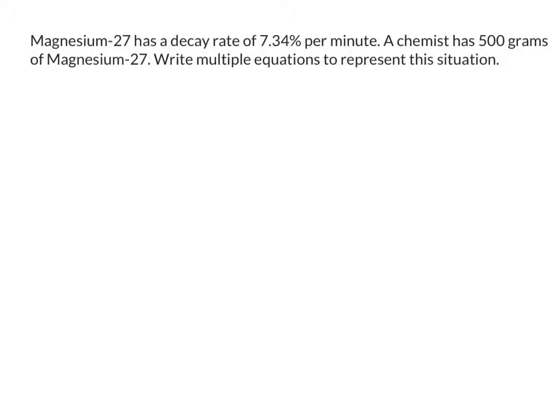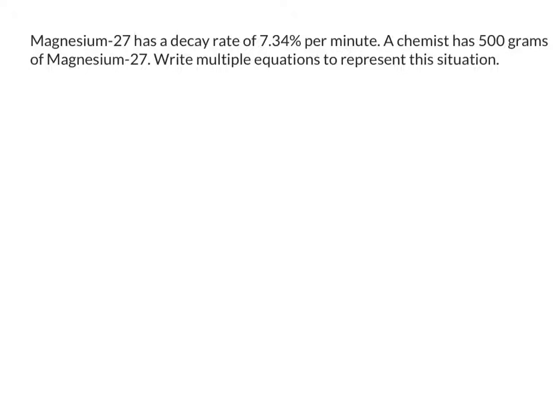Hello, in this video we're going to be writing equations related to exponential decay. I have a problem here that says we are looking at an isotope of magnesium 27, which has a decay rate of 7.34% per minute. A chemist has 500 grams of that isotope. Write multiple equations to represent this situation.